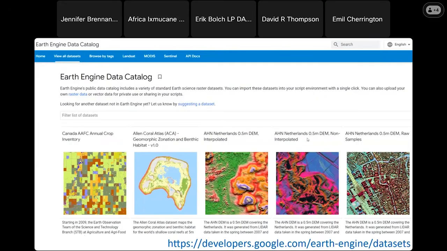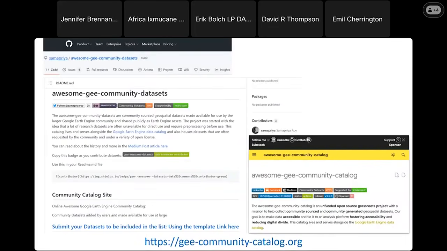And then lastly, in addition to the public catalog that's maintained by Google, a good friend of mine, Sam Roy, maintains the awesome GEE community datasets, which is a community data catalog where you can essentially put in a request for a public domain dataset to be ingested. And speaking of hyperspectral, Sam recently ingested the Planet Tanager 30-meter data that was just released on Friday.